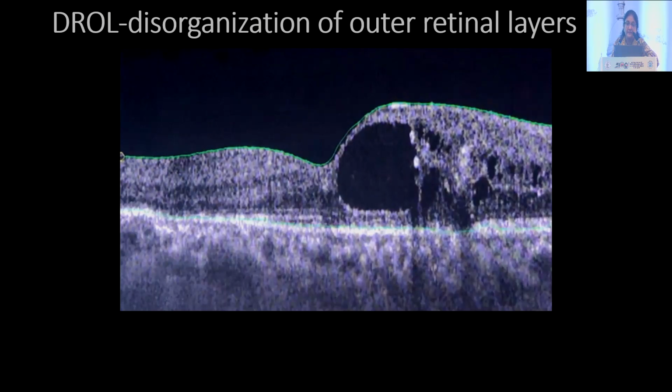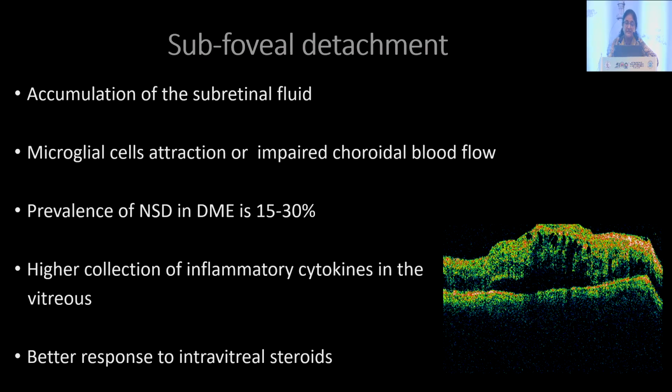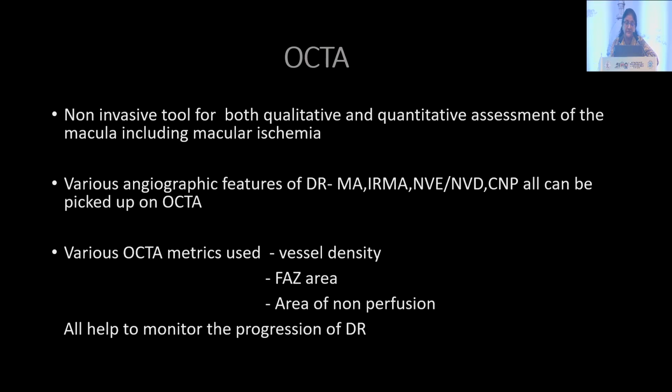A DROL is a bad prognostic sign because it tells us that there has been damage to the photoreceptors, and these patients are unlikely to recover the vision. Hyperreflective foci are basically inflammatory cells, and therefore these are the patients who are going to respond better to an intravitreal injection of steroid rather than anti-VEGF. And a subfoveal detachment again tells us that these patients are going to respond better to an intervention with steroids rather than anti-VEGF, because it signifies a higher collection of inflammatory cytokines in the vitreous.